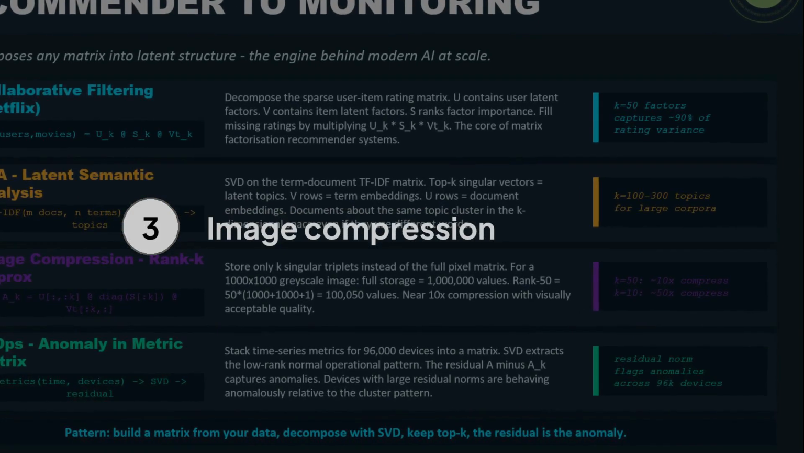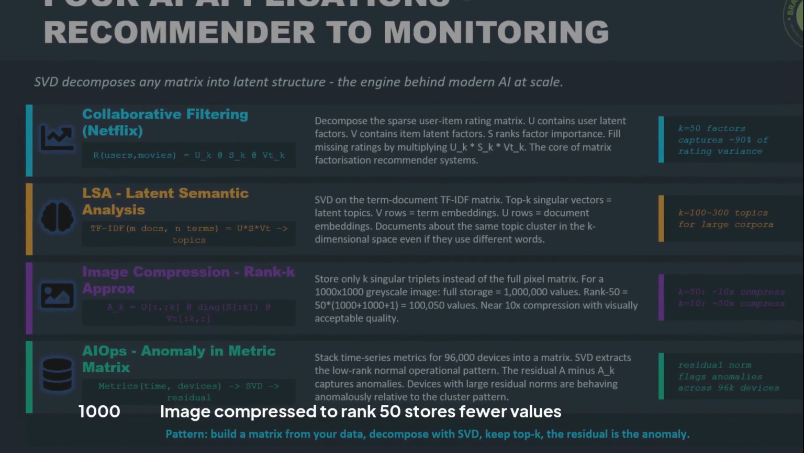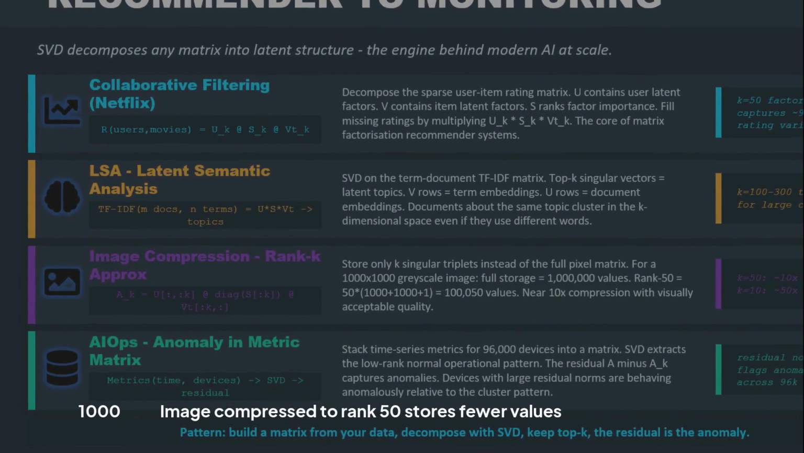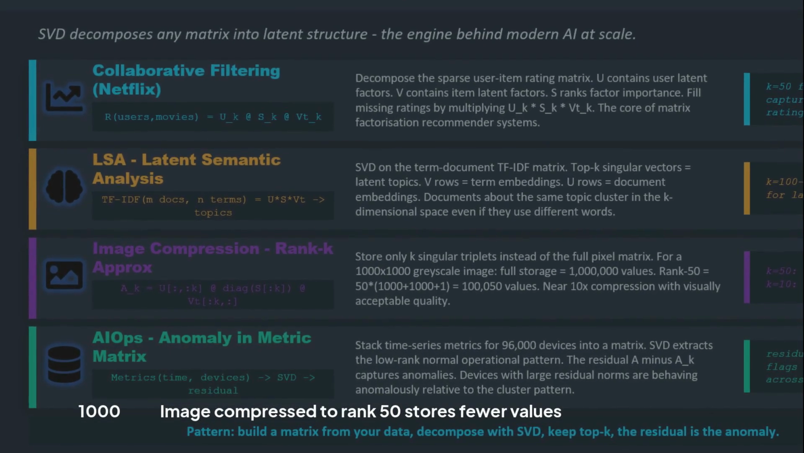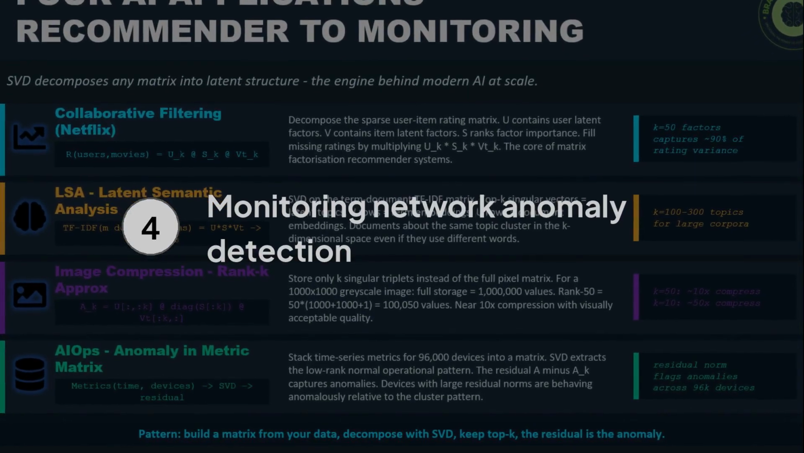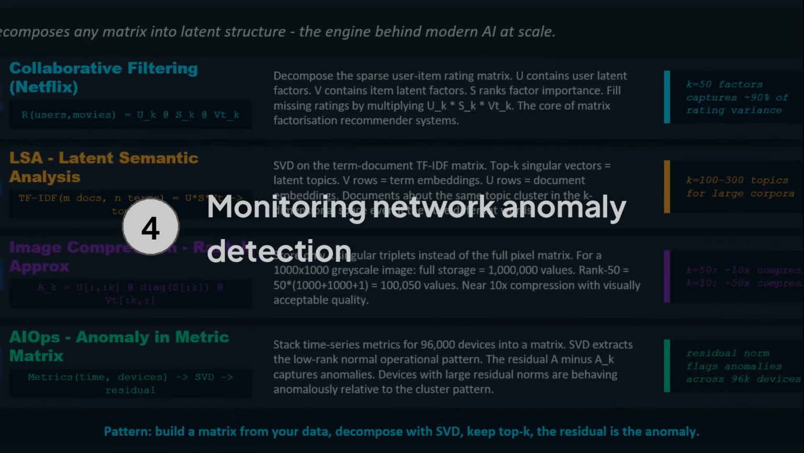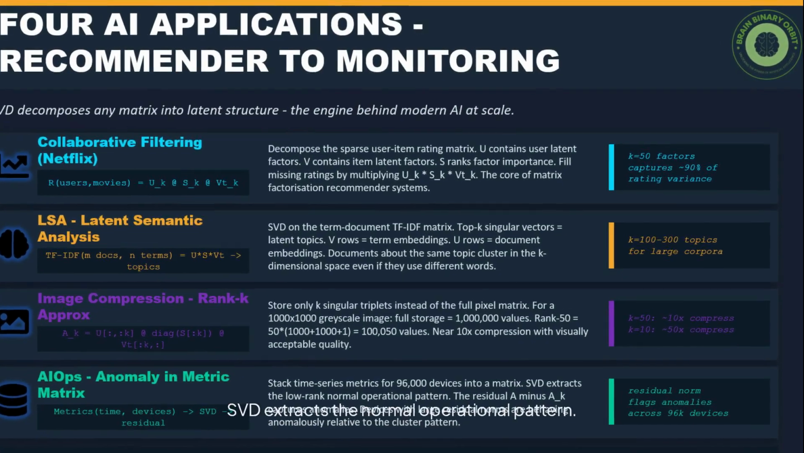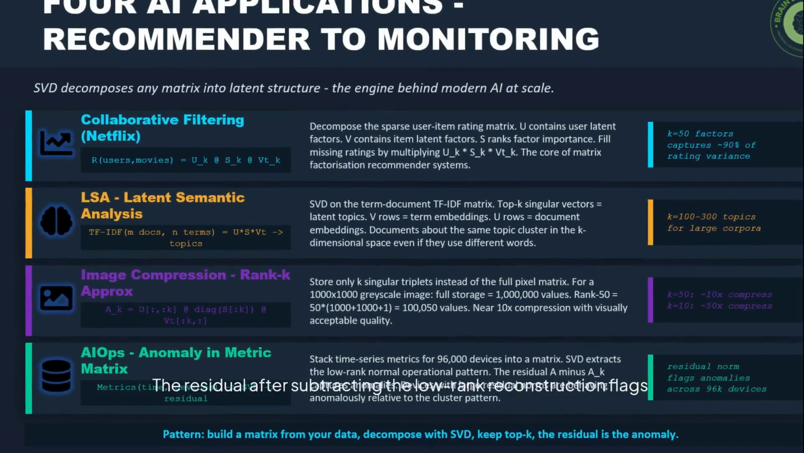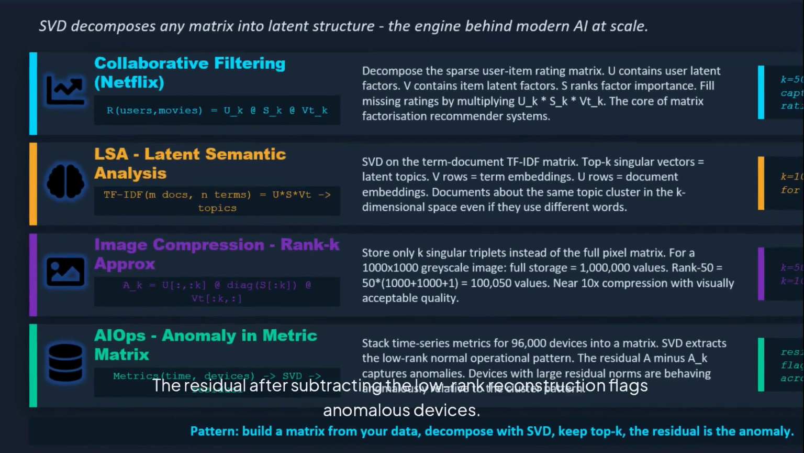3. Image compression. A 1000 by 1000 image compressed to rank 50 stores 50 times 2001 values instead of 1 million, nearly 10 times smaller with visually acceptable quality. 4. For your 96,000 device monitoring network, stack metric time series into a matrix. SVD extracts the normal operational pattern. The residual after subtracting the low-rank reconstruction flags anomalous devices.